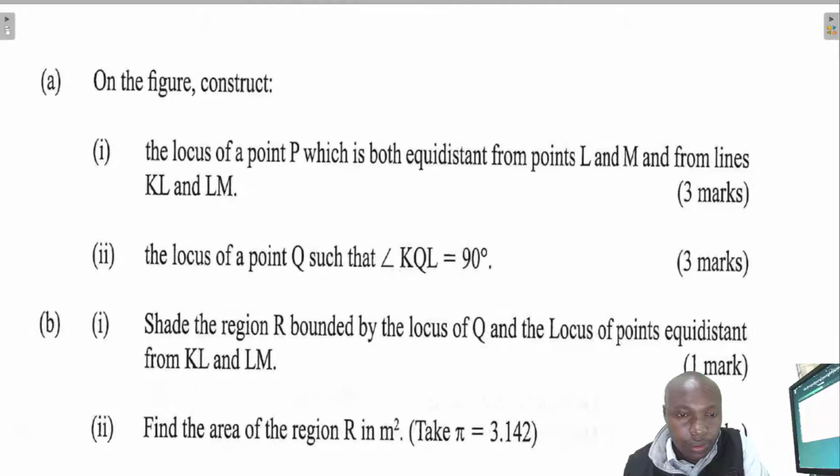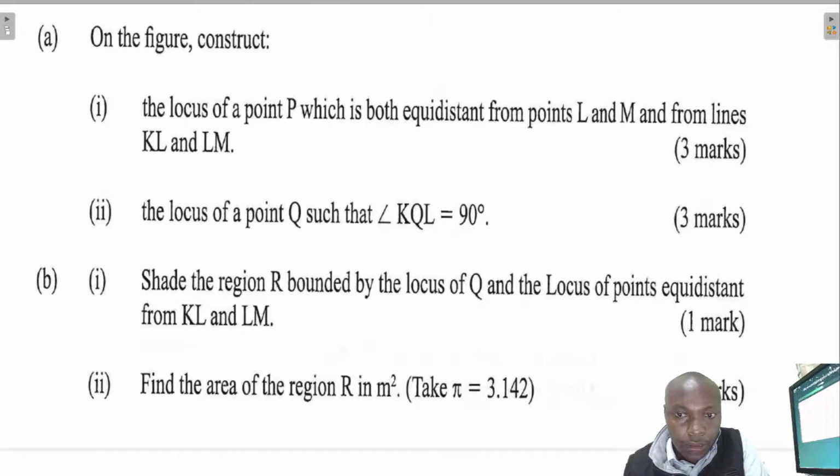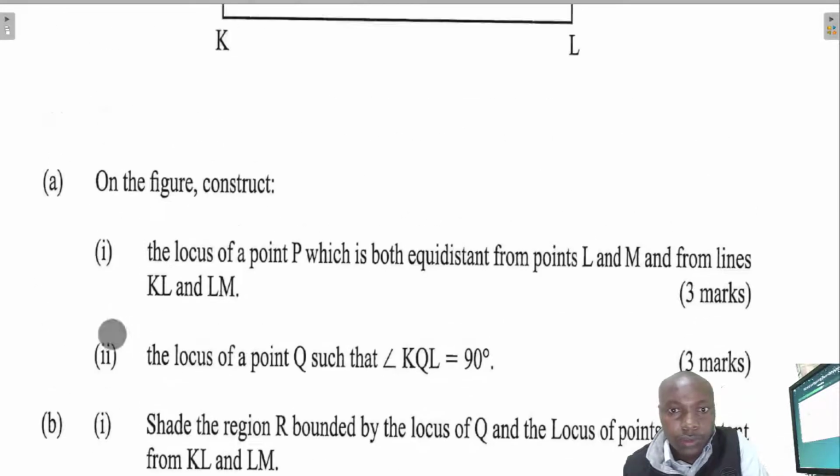Then part B of the question, part 1, show the region R bounded by the locus of Q and the locus of points equidistant from KL and LM. And the last one, find the area of the region R in meters squared. Take pi to be 3.142. So those are the questions.